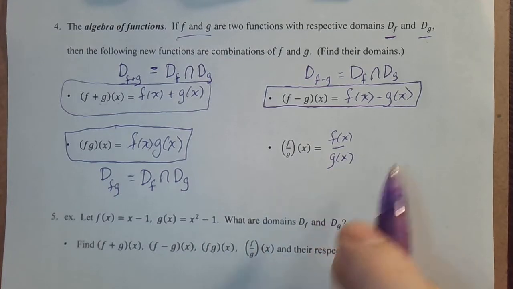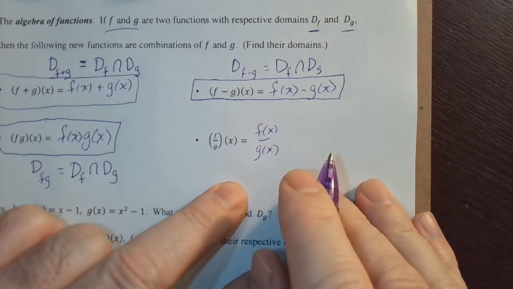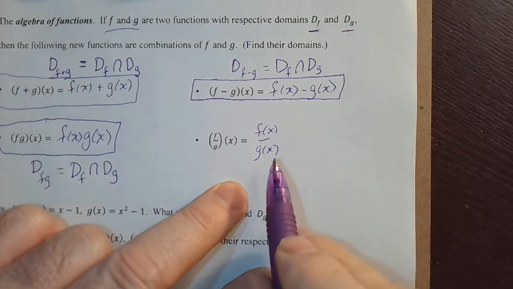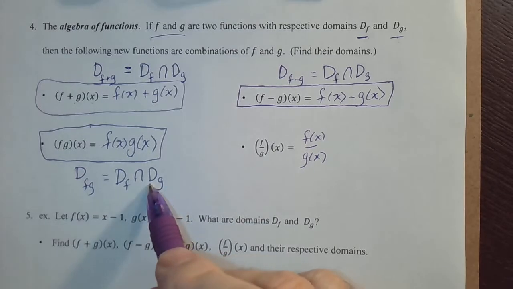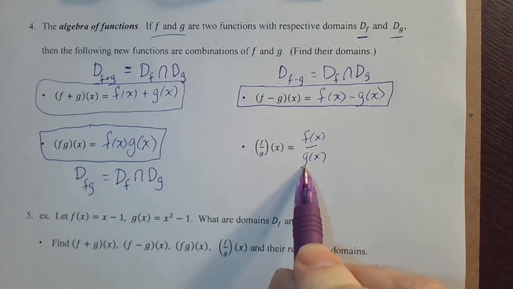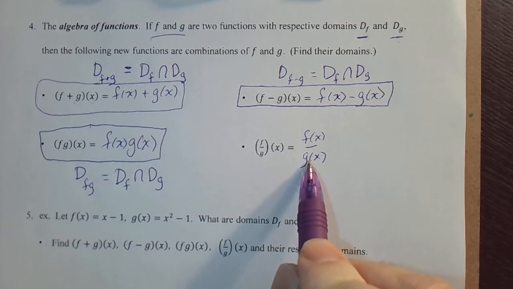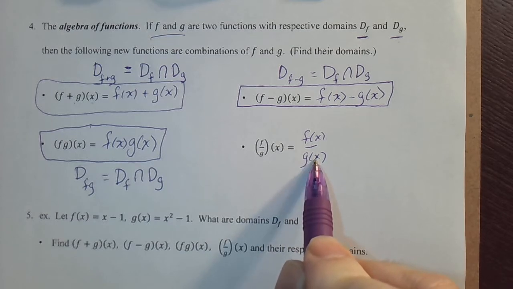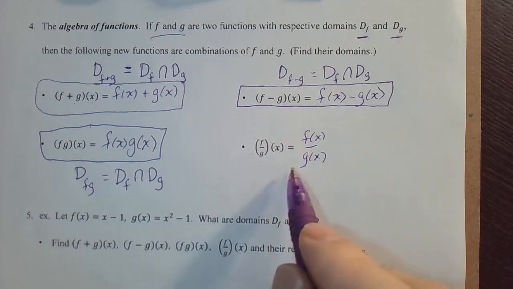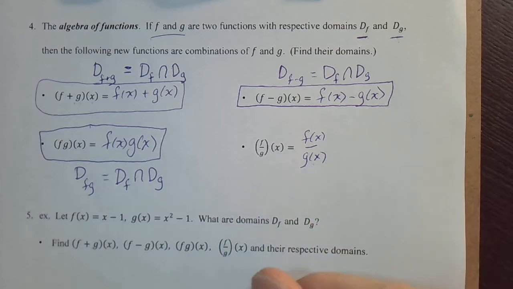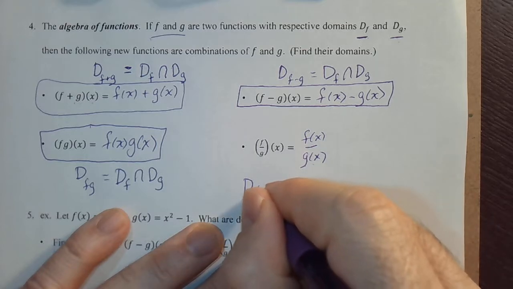What about this? It's not the same thing. And I'm not even sure I want to write it down. I'll certainly explain it. It's close to this, but you might need to remove some numbers from it, because any number that makes g a 0, for example, if g of 5 is 0, 5 is not in the domain of this function. So any x value that makes g of x equal to 0 is not in the domain.